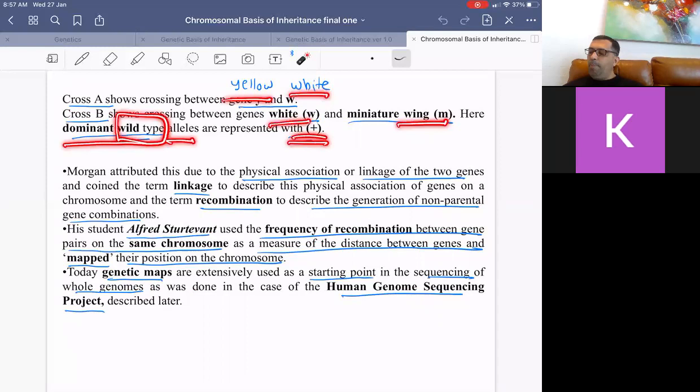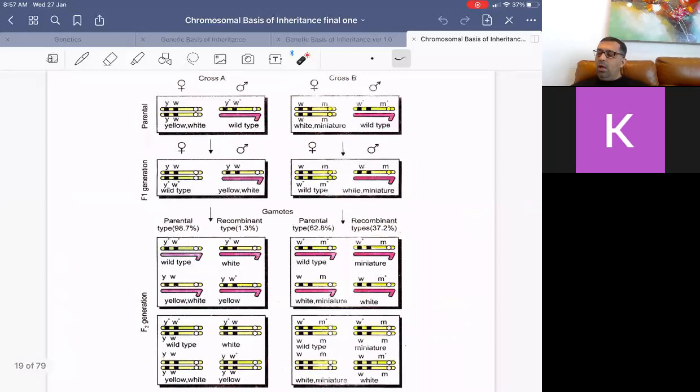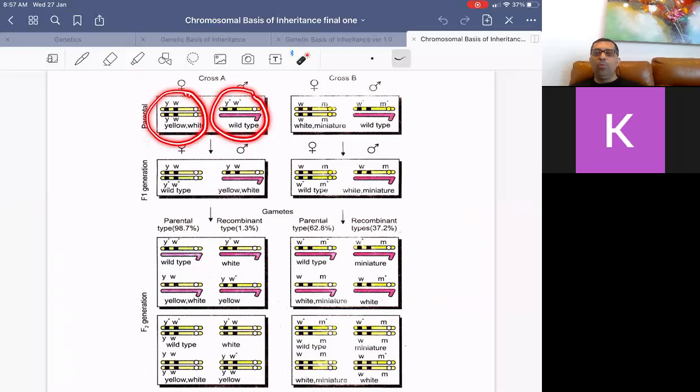For example, you have cross A, in which parental, then F1 generation, F2 generation, you have Y plus and W plus. Y plus and W plus is wild type, and you have y w, y w. What does y represent? Yellow. What does W represent? White. So, ye hai white and yellow. Ye hai wild type. Because Y plus and W plus is dominant over small y and small w.